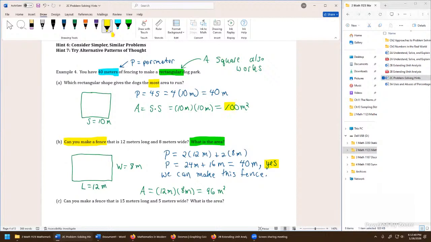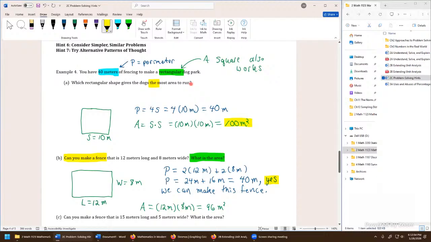Yeah, it's a question. So how do you answer that? I'm kind of confused. It says what shape, like all it says is what shape gives the dogs the most area to run. So how do we get all the way to 100 square? Like I know how we got there, but can you just go through it one more time?